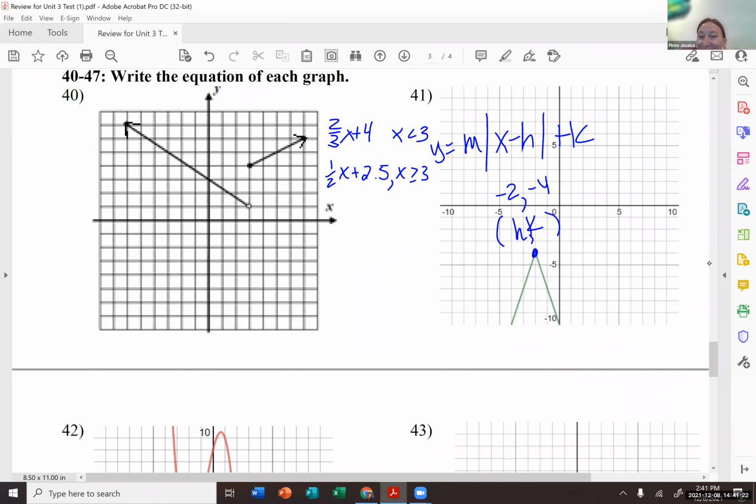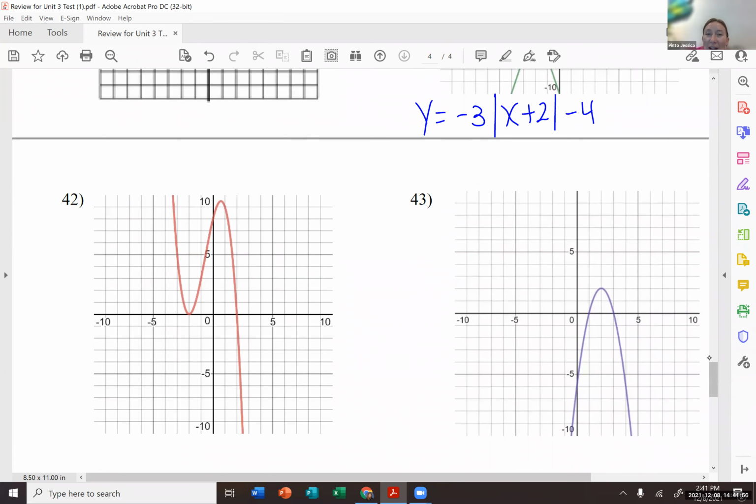And so then I also want to find the m. So that's the slope. So starting at the h, k, I go down 3 and over 1 to the next ordered pair. So the m is -3. So the total equation is y equals -3 times the absolute value of x minus -2, which becomes +2, and then -4. So that looks great.